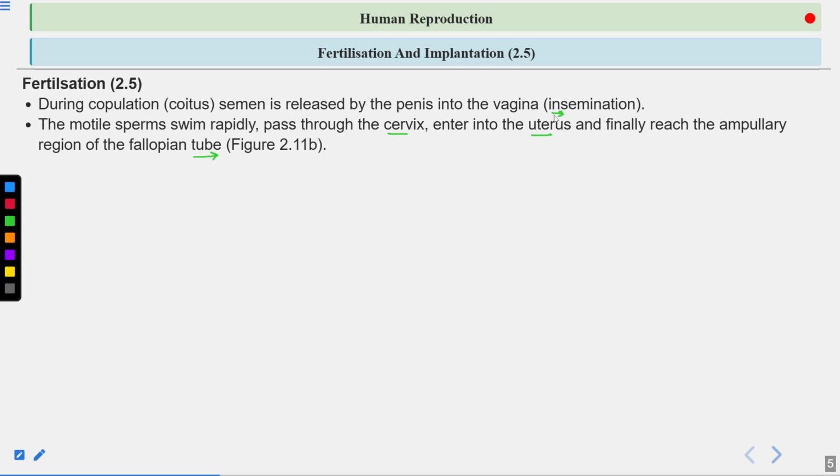When they are released in the vagina, they travel through the cervix, then to the uterus, and then finally they reach the fallopian tube. Which region of the fallopian tube? The ampullary region. The fallopian tube has three regions: infundibulum, ampulla, and the isthmus. So the sperms are reaching which region of the fallopian tube? The ampullary region of the fallopian tube.